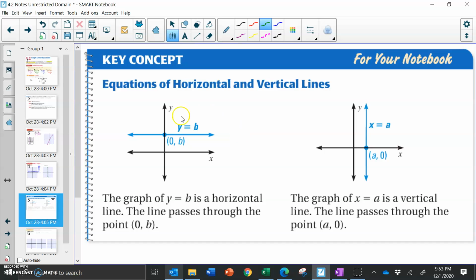Here's a key concept about equations for horizontal and vertical lines. A horizontal line is always set up as y equals a number, and it hits the y-axis at whatever that value is. When the equation says x equals a number, it's always going to be a vertical line that hits the x-axis at that point, a, 0. So the graph of y equals b is a horizontal line. The line passes through the point 0, b. And the graph x equals a is a vertical line that passes through the point a, 0.